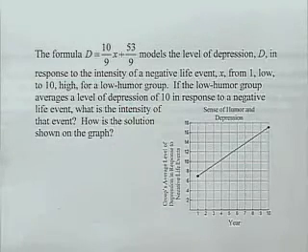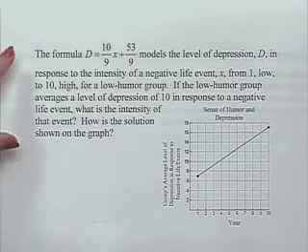Now let's see how to use algebraic expressions and a line graph. The formula d equals 10/9 x plus 53/9 models the level of depression, d, in response to the intensity of a negative life event, x, from 1, which is low, to 10, which is high, for a low humor group. If the low humor group averages a level of depression of 10 in response to a negative life event, what is the intensity of the event? And how is the solution shown on the graph?